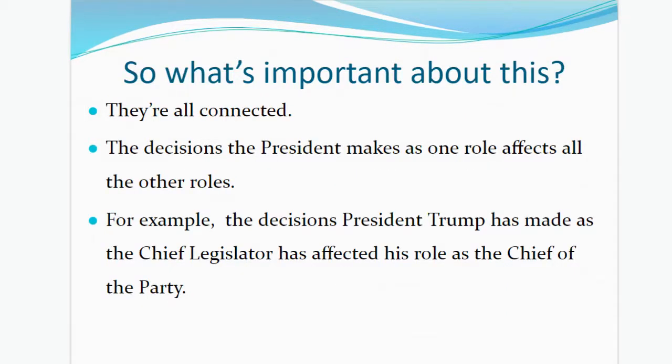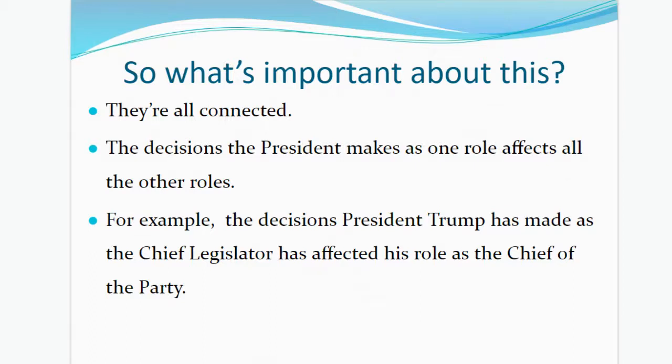So what's important about this? They're all connected. The decisions the presidents make in one role always affect the other roles. For example, the decisions that President Trump has made as chief legislator have affected his role as the chief of the party, meaning his legislative agenda might be very different from what the party used to be. The party then has to figure out if that's the type of leadership they want, and they typically keep that president in power, or you have the chance to see people come up and challenge, perhaps a primary challenge against the president, to try to take him out before he has to run for re-election again.